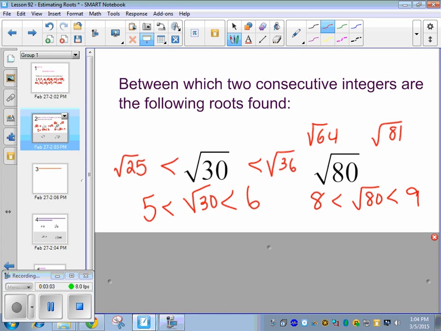Makes sense? And if you were to do it on your calculator, which you shouldn't, because you've got to start memorizing these, right? But if you were, you would get 8 point something, and you'd be able to know it's in between 8 and 9, right?